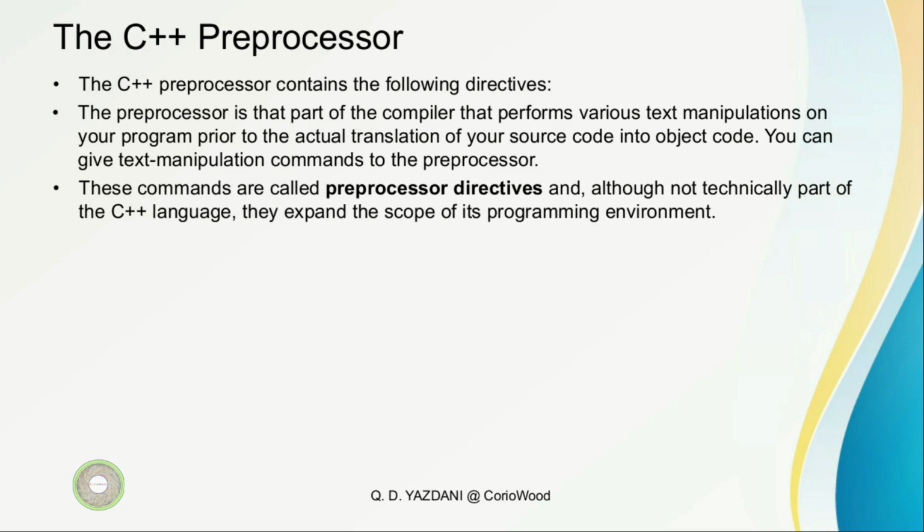We say it again. As we said in our previous slides, the preprocessor is part of the compiler that performs various text manipulations on your program. The reason I put that twice is so that you remember that the preprocessor is a part of the compiler. If you go to an interview and someone asks you what the preprocessor is, you say the preprocessor is a part of the compiler that performs various text manipulations on your program prior to the translation of your source code into object code.